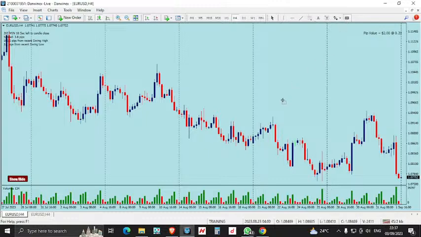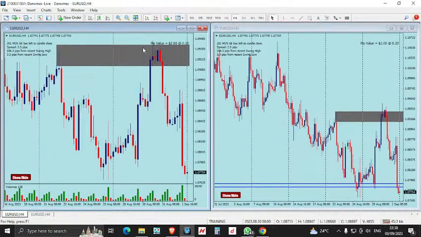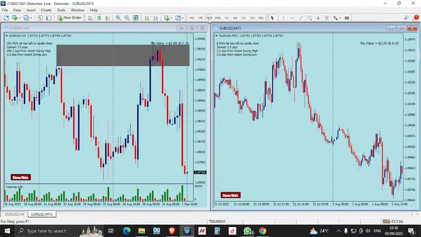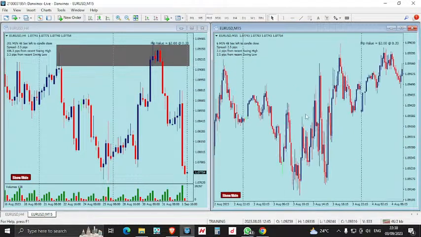We also draw the same zone. Look at the same area. Good. We now use this. If here is 4 hours, we can use here as 15 minutes. Okay. Under 15 minutes.